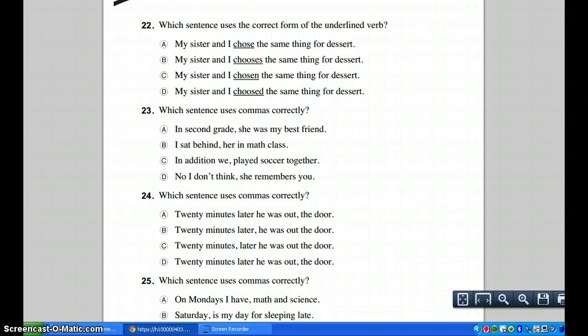22. Which sentence uses the correct form of the underlined verb? A, my sister and I chose the same thing for dessert. B, my sister and I chooses the same thing for dessert. C, my sister and I chosen the same thing for dessert. D, my sister and I chose the same thing for dessert.